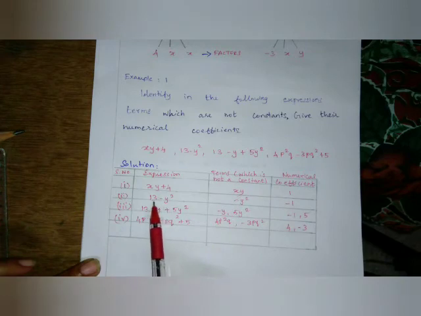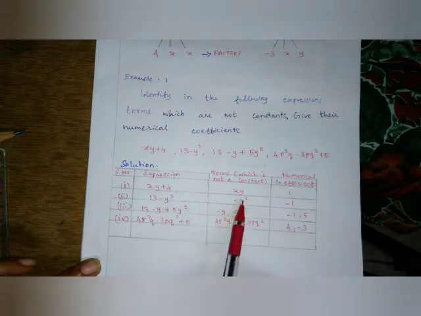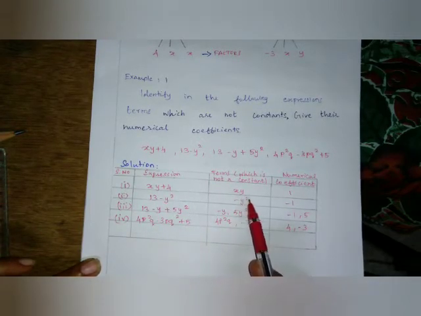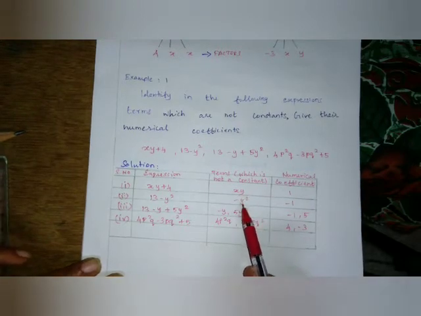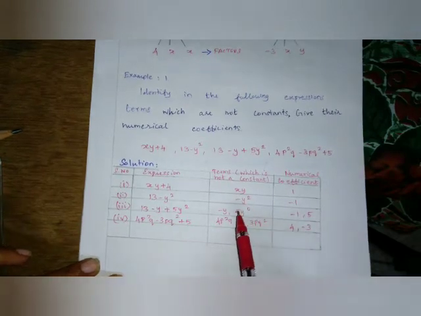Then the next expression, 13 minus y squared. Here 13 is the constant, so we should not write it. We write only minus y squared. The power 2 we call squared. What is the meaning of that? It means y into y, so we write y into y as y squared.